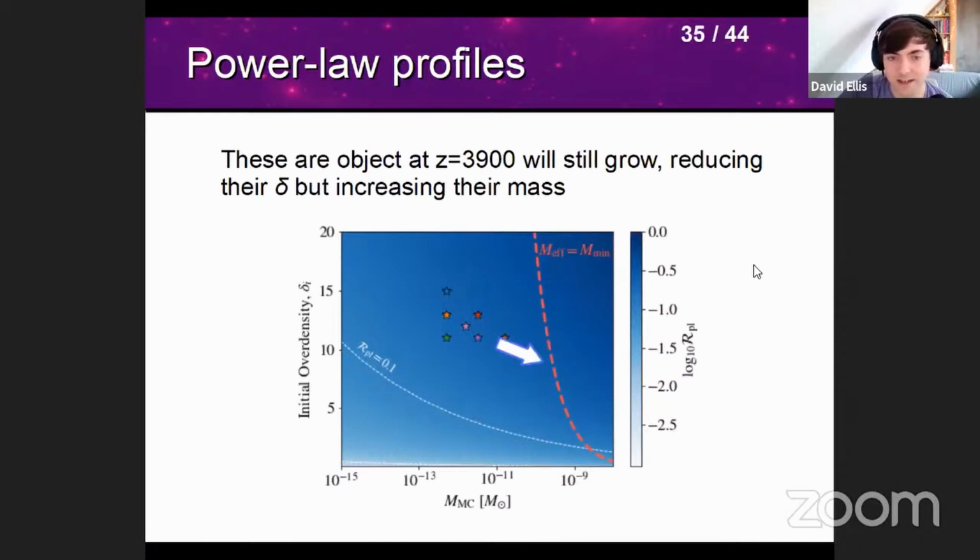The first thing is that these objects exist at 10,000 redshifts around equality, whereas this lensing plot is calculated assuming that the objects are present at a redshift of 0 today, and therefore they still need to grow. And when they do so, it will reduce their initial overdensity because the area of the integral on the initial density field increases, therefore reduces the overdensity, but it also increases the mass, so it shifts the objects to the right as well as down.